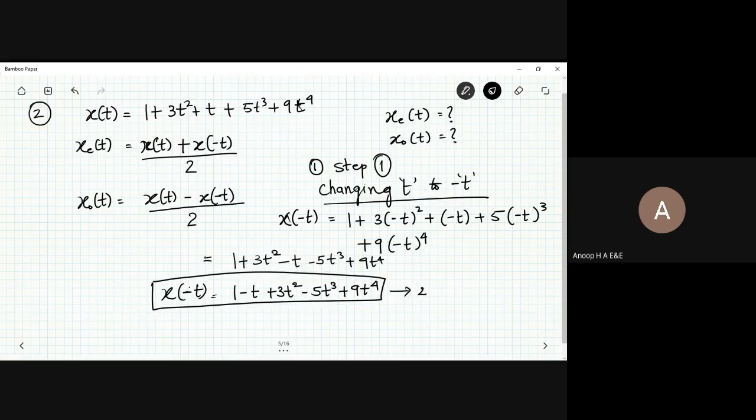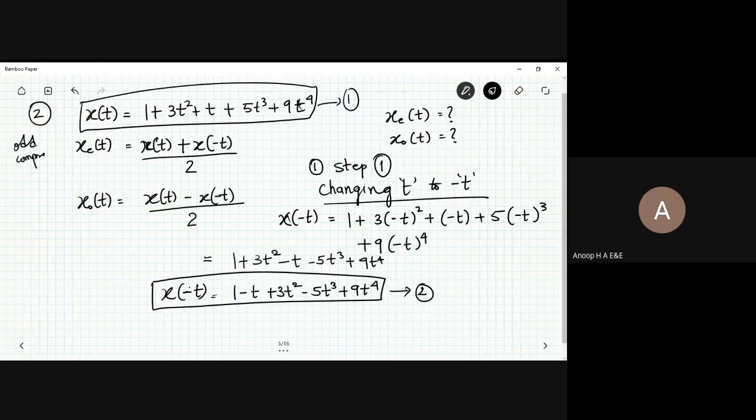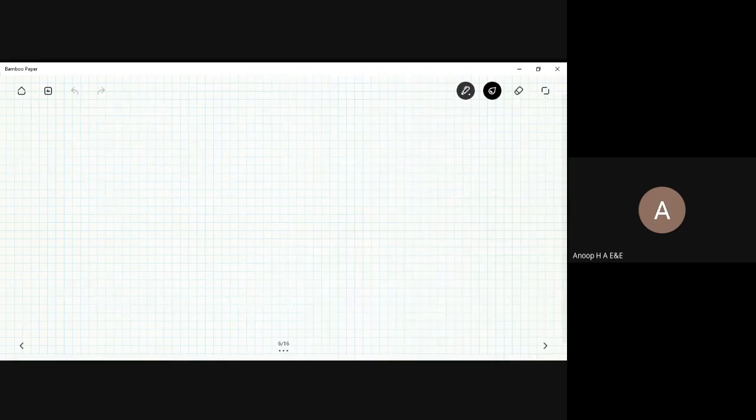This is equation 2 here, and this is the given equation. I can take it as equation 1. So these are equations 1 and 2 that you have got, and you have to find out the odd component and even component. This is how you can write it, and you can find out the odd component and the even component. Let us find out the even component.